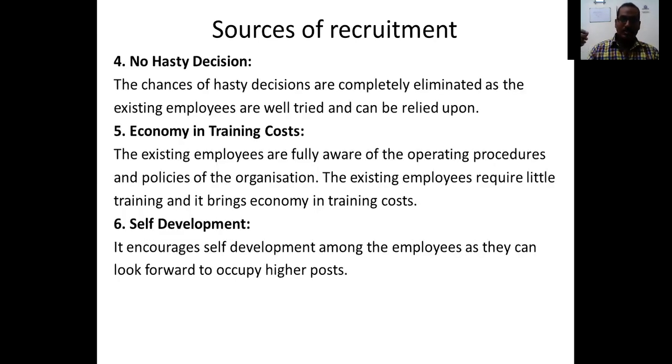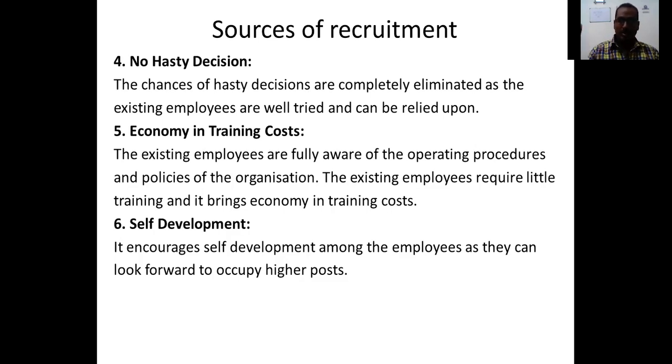Then, no hasty decision. Hasty means hurried decisions. The chances of hasty decisions are completely eliminated, as the existing employees are well tried and can be relied upon. When they take people from inside the organization, they have no need to rush. Only with outside hiring may there be a little rush, because it is a very time-consuming, lengthy process. Internally, there is no need to rush, so this gives them enough time to choose the right person. Existing employees are checked, and they are more reliable.